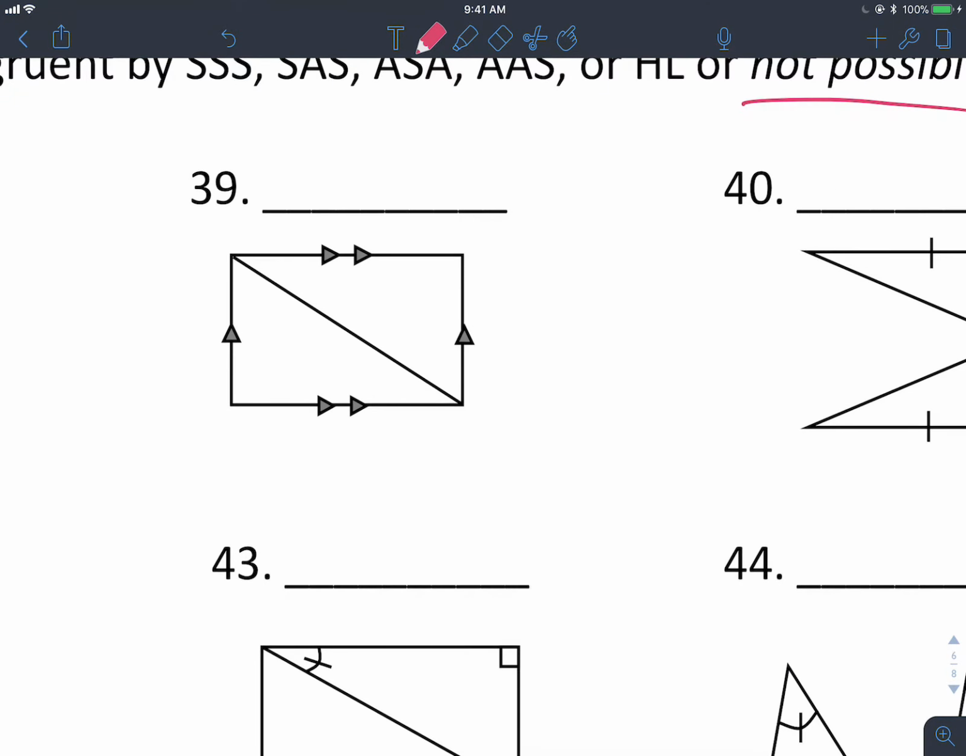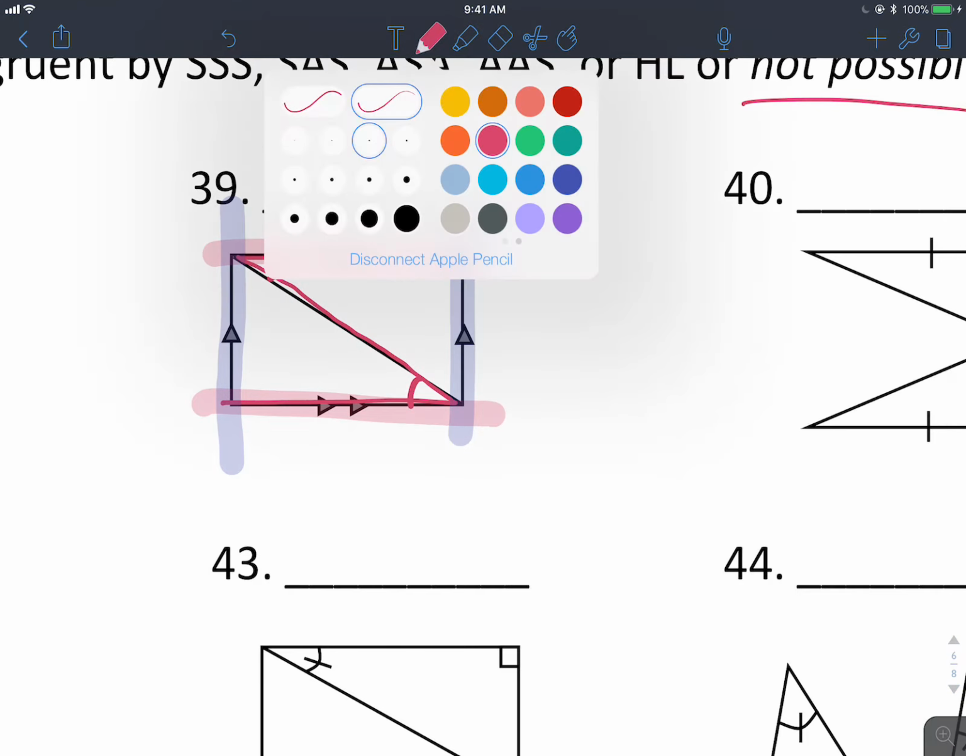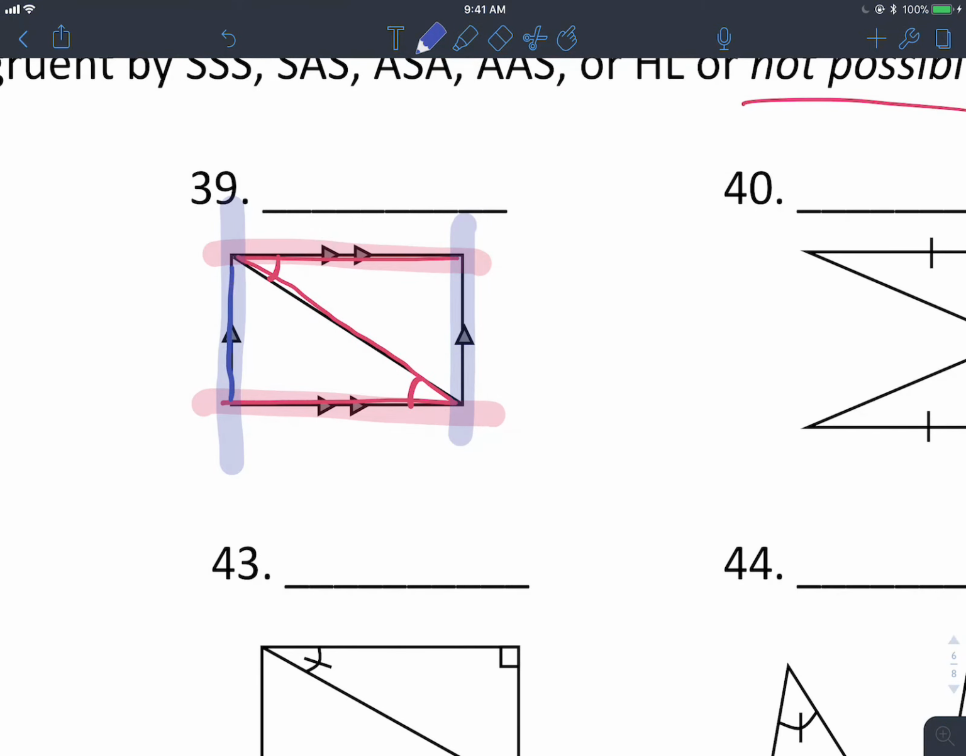On number 39, we have lots of parallel lines. So if we use these two parallel lines, we are going to create our Z. So that means that this angle here and this angle here are congruent. Now I'm going to use our other parallel lines here and here with a purple drawing. So this Z is created. So this angle is going to be congruent to this angle. And then we have our reflexive side in the middle.